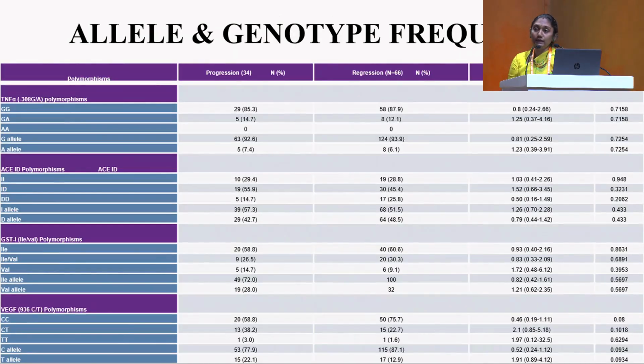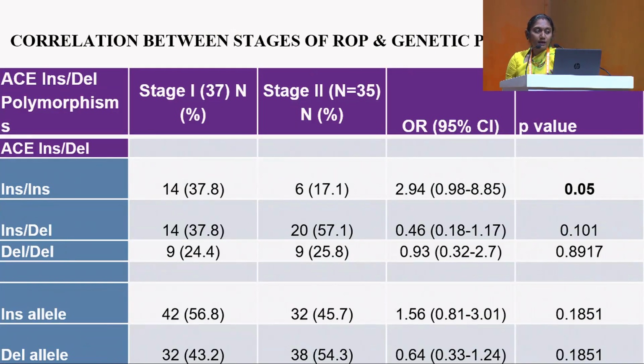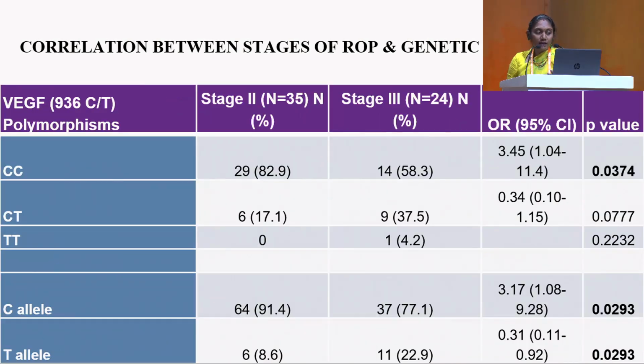These are the allele and genotypic frequencies analyzed, and here the p-value had a borderline statistical significance only for the VEGF gene. For the correlation between stages and genetic polymorphism, after reducing the confounding factors, the p-value came to be significant for the VEGF gene and also the ACE insertion deletion gene. For the ACE insertion deletion polymorphism, the p-value was around 0.05, and for the VEGF gene, the p-value was 0.03.